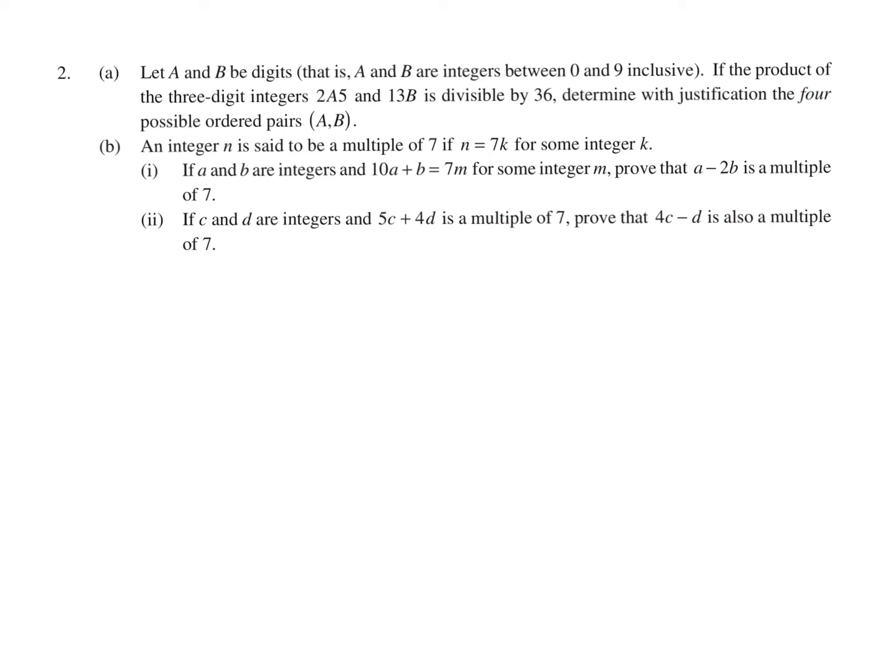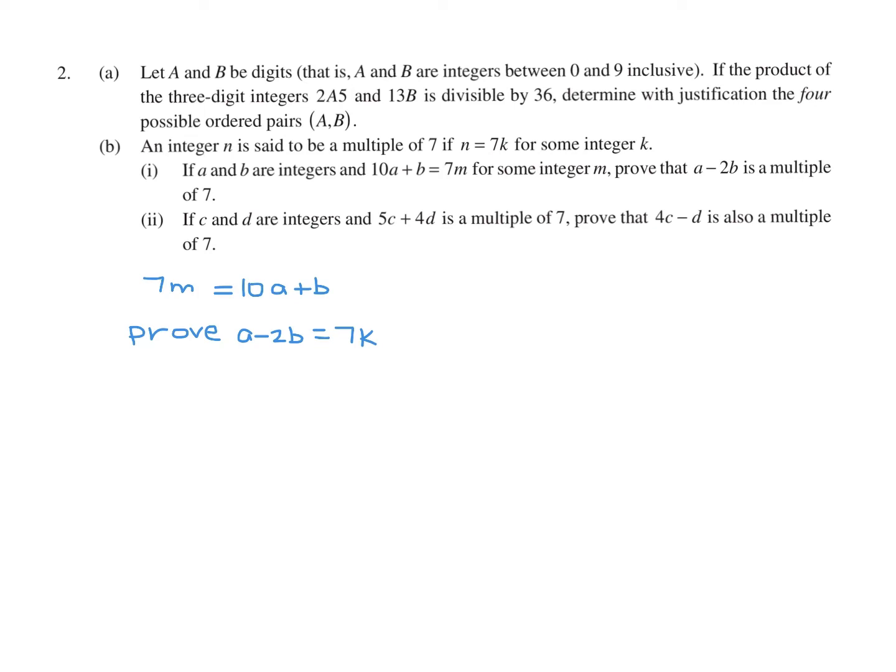Part B: an integer n is said to be a multiple of 7 if n is equal to 7k for some integer k. If a and b are integers and 10a plus b is 7m for some integer m, prove that a minus 2b is a multiple of 7. So they're saying 10a plus b is equal to 7m, and they want me to prove that a minus 2b is a multiple of 7, so it's 7k, let's say. That shouldn't be too big of a problem.